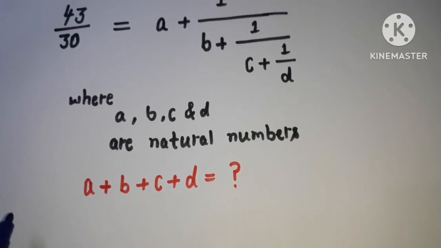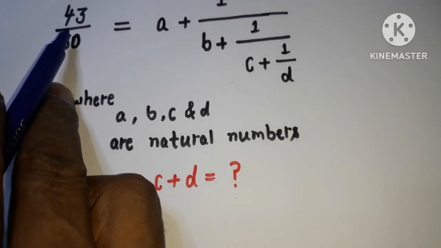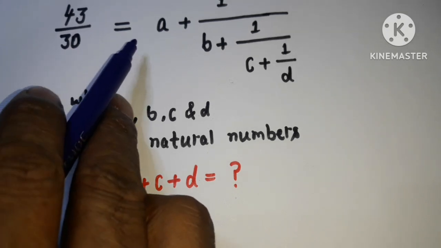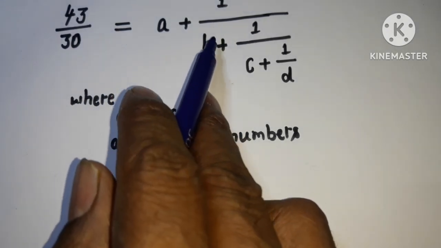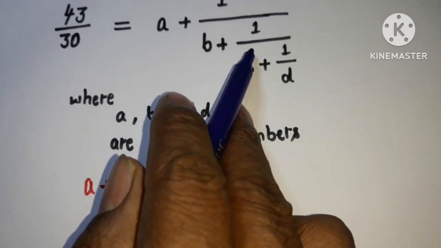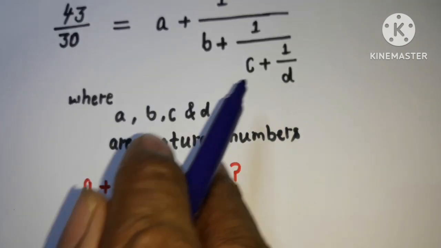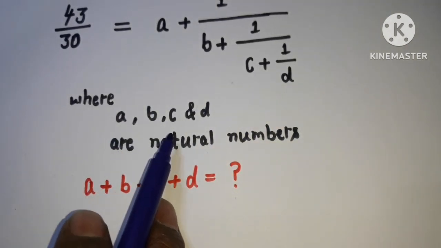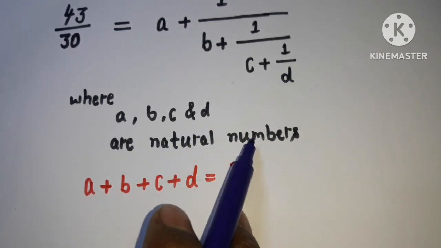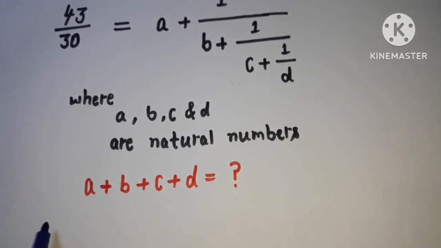Today we have this question: 43 divided by 30 is equal to a plus 1 upon b plus 1 upon c plus 1 upon d, where a, b, c and d are natural numbers. We need to find the value of a plus b plus c plus d. So what will be the value?